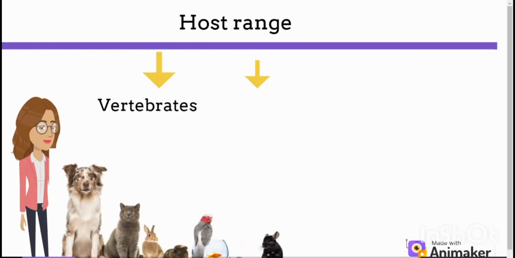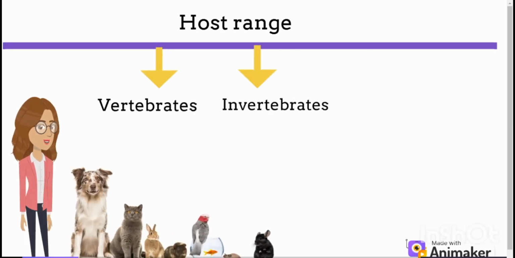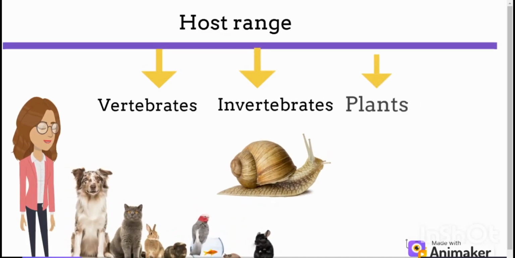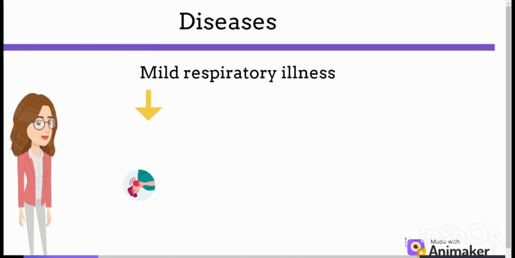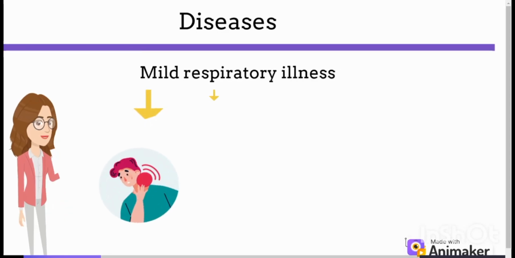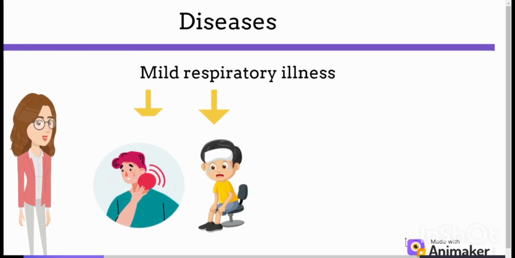Now, if we discuss its host range, it has a wide host range that infects vertebrates, invertebrates, and also plants. It causes different diseases in different hosts. Now let's see the diseases which it causes. In humans, it causes mild upper respiratory tract infections which are characterized by sore throat, fever, and runny nose.